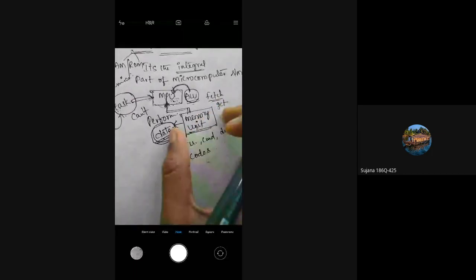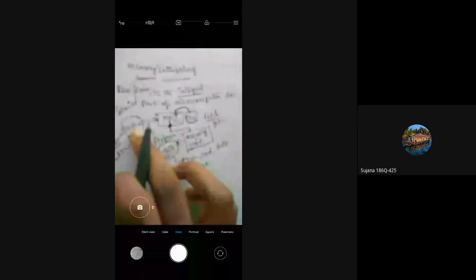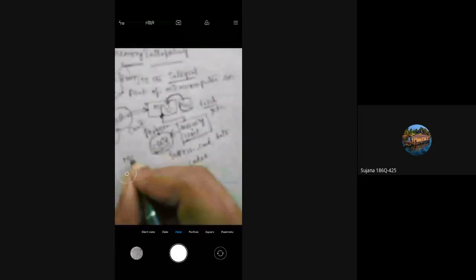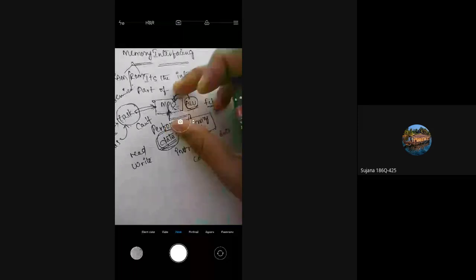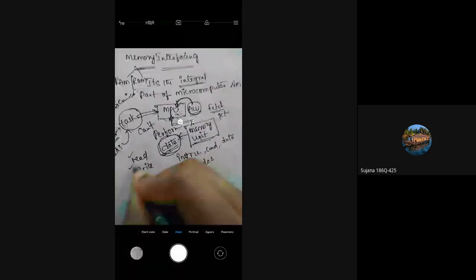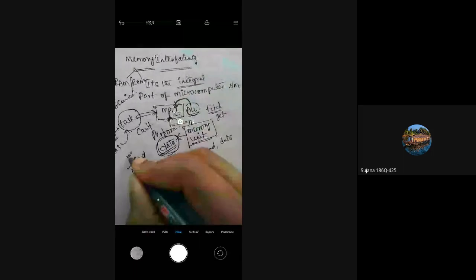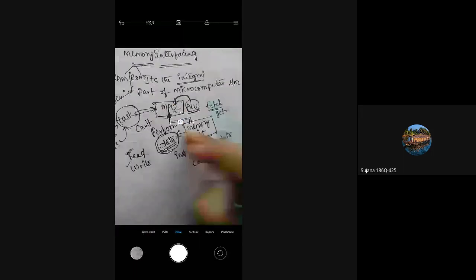Whenever it wants to perform a task, the microprocessor unit will initiate the necessary signals. What are the signals? Read and write. These are the signals initiated by the microprocessor unit in order to start the task, and it will make them active accordingly. If you want to get data from the memory unit, it will activate the read signal. That means whatever data is stored in the memory will be accepted by the microprocessor. So it will initiate a read command.